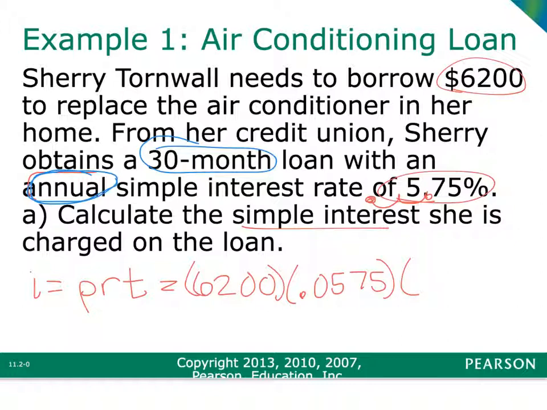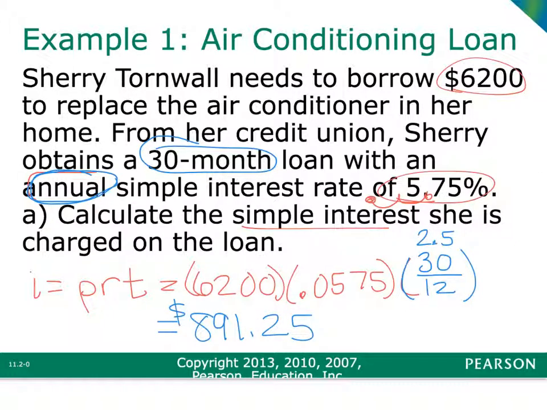So to do this, you're going to take her 30 months and divide it by the fact that there are 12 months in a year, and that will tell you how many years have gone by. If you want to use the decimal, you can. 30 divided by 12 is 2.5. So then just go to your calculator, type in 6,200 times 0.0575 times 2.5, and you will calculate her interest on this loan. Her interest on this loan is going to be $891.25. So that's just the interest.